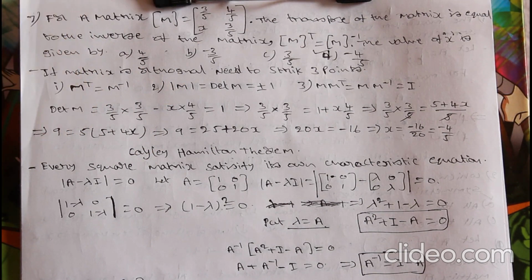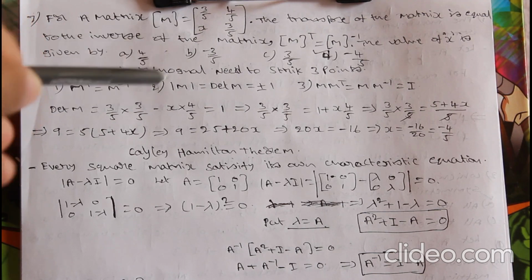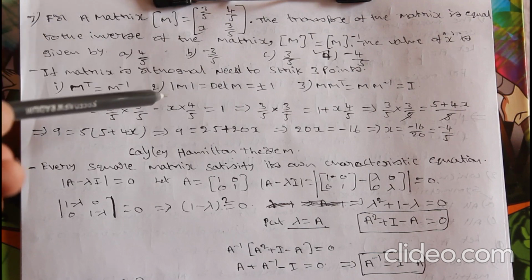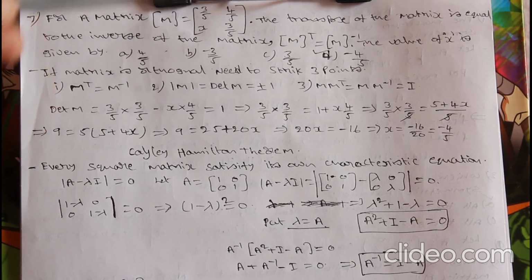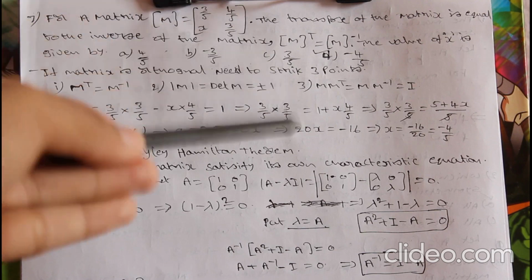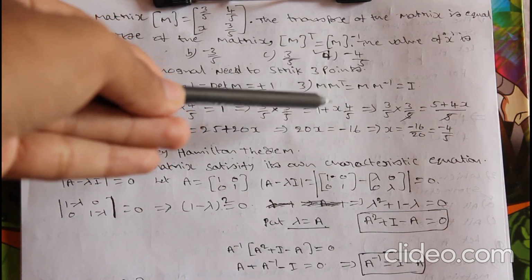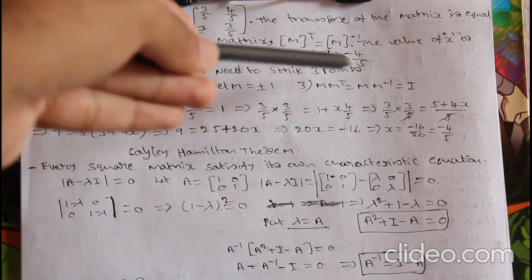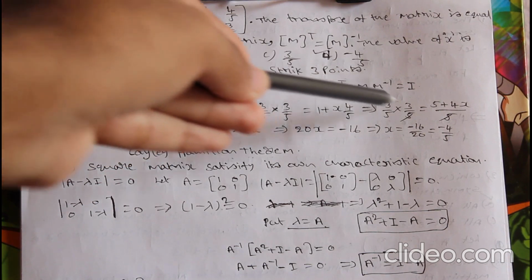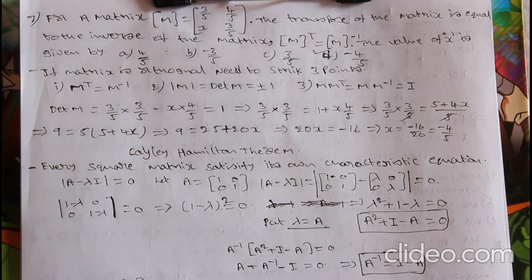If you find in any question that the matrix is orthogonal, in your mind you have to strike three important points regarding an orthogonal matrix. Point 1: the transpose of that matrix is equal to the inverse of that matrix itself. Next point: the determinant of an orthogonal matrix is 1. And third point: the orthogonal matrix multiplied with its transpose is equal to the identity matrix. You have to strike these 3 points in your mind.